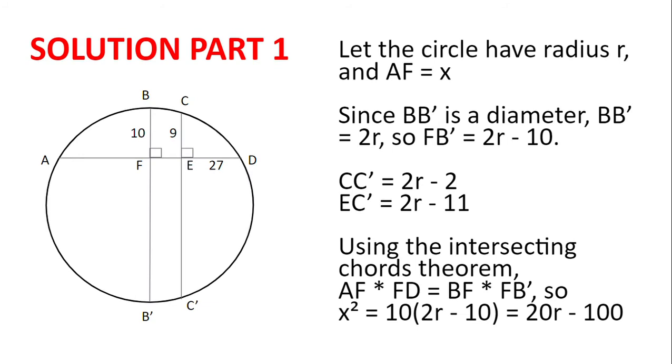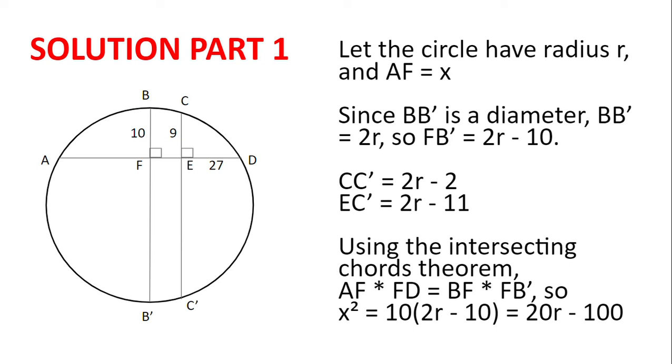Solution. Let the circle have radius r and AF have length x. Since BB prime is a diameter of the circle, BB prime equals 2r. So FB prime is 2r minus 10. Now CC prime is 2r minus 2. And so EC prime equals 2r minus 11.